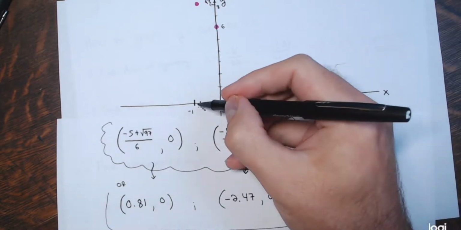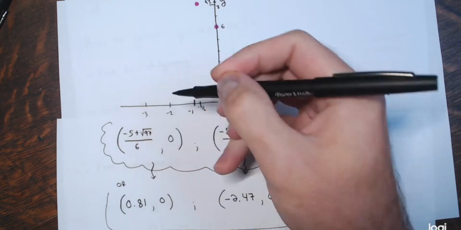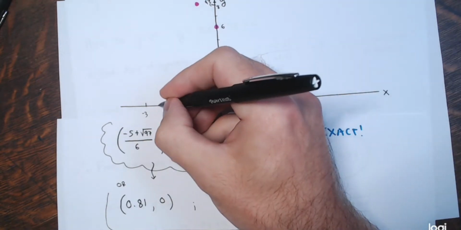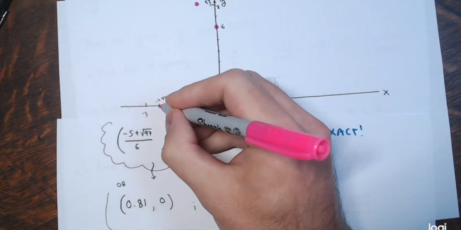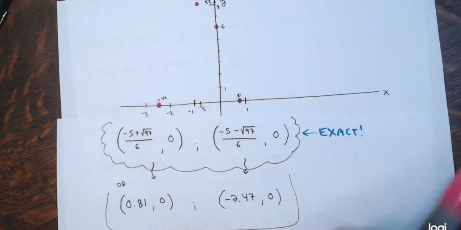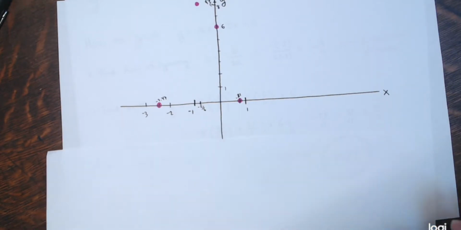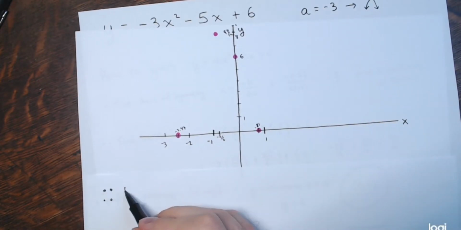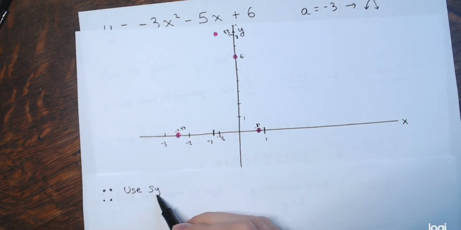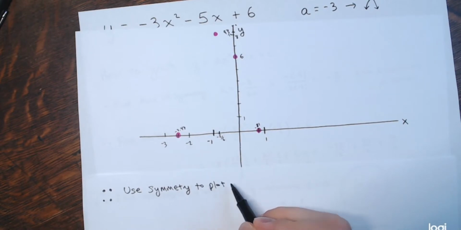So there's negative 1 on the x, negative 2, negative 3, and negative 2.47 is a little bit less than halfway. So let's say here, negative 2.47. There's the other x-intercept. All right, now let me show you my final step in graphing. My final step in graphing is to use the symmetry to plot points and then complete the graph.